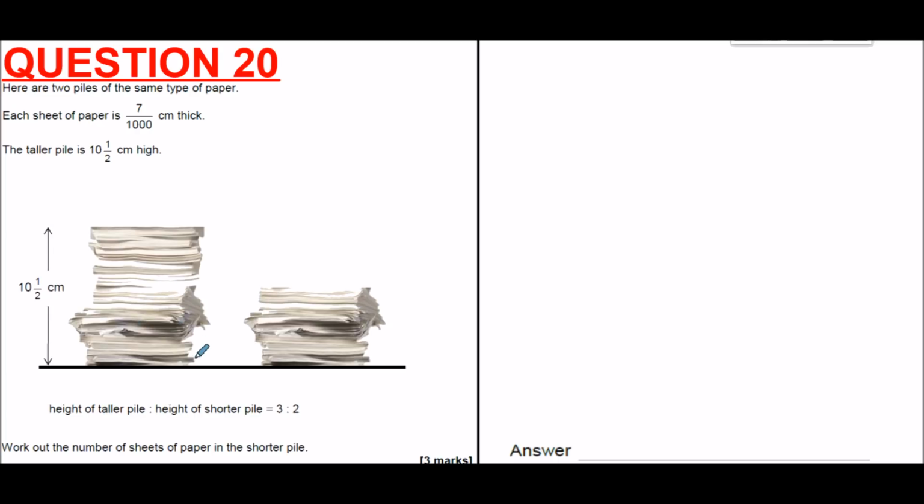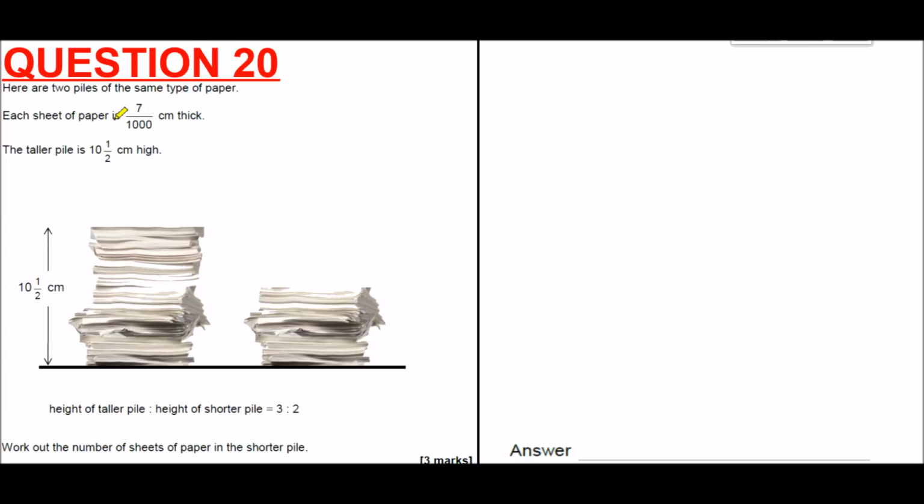This question is essentially how many of a little thing, in this case the thickness of paper, how many of a little thing would you need to get to this bigger number? This is going to be a fitting question, which is a division. So we could calculate how many pieces of paper are in this 10.5 centimetre stack by doing 10.5 divided by the thickness of each sheet.